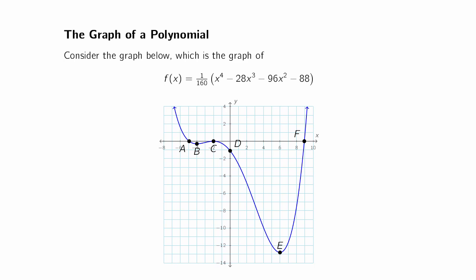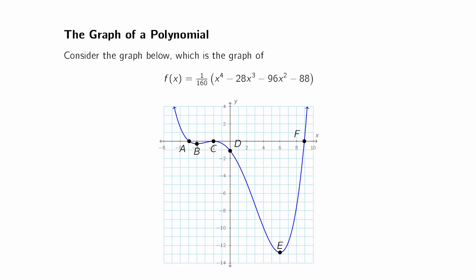So for now, we're going to look at this graph and see what features we can understand. And by the end of this lesson, we will be able to not necessarily draw the graph of a polynomial given its expression, but we will be able to come up with an expression given the graph and the fact that it's the graph of a polynomial. So this graph has certain features that are common to polynomials.